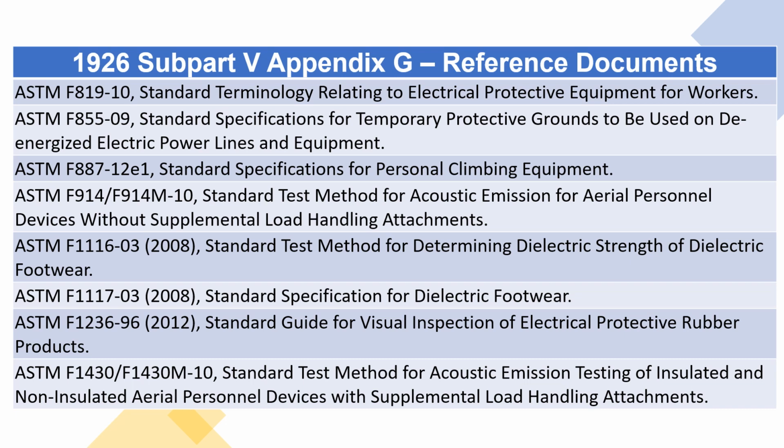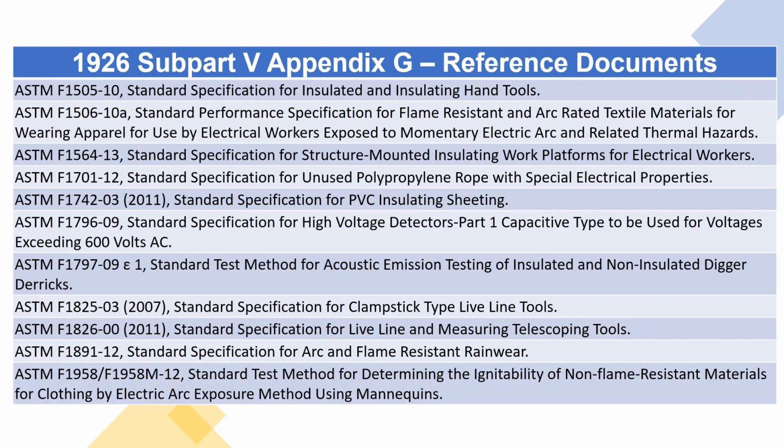ASTM F1430/F1430M-10, Standard Test Method for Acoustic Emission Testing of Insulated and Non-Insulated Aerial Personnel Devices with Supplemental Load Handling Attachments. ASTM F1505-10, Standard Specification for Insulated and Insulating Hand Tools. ASTM F1506-10a, Standard Performance Specification for Flame-Resistant and Arc-Rated Textile Materials for Wearing Apparel for use by electrical workers exposed to momentary electric arc and related thermal hazards.